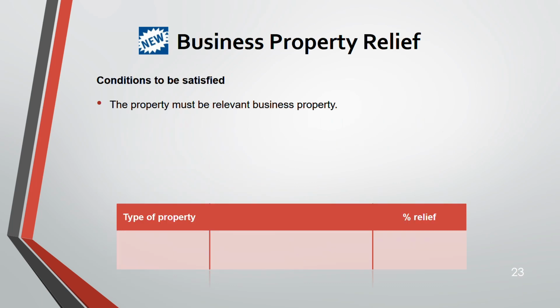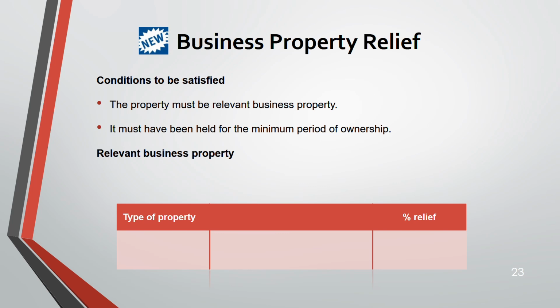So now, the conditions to be satisfied. Number one, property has to be a relevant business property. It has to be held for the minimum period of ownership. We'll see what is relevant business property and what is the minimum period of ownership later. These are the relevant business properties, and for these properties, the rates are given. This table will help you in your revision.